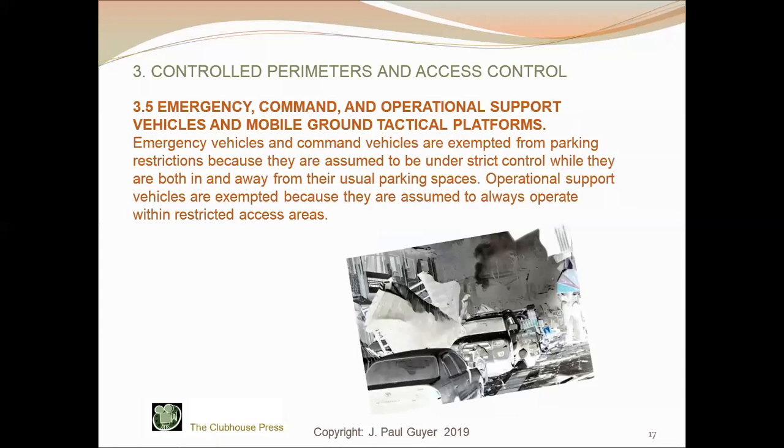Emergency command and operational support vehicles. These are other vehicles that have to get inside the controlled perimeter, like maintenance people and things like that. So the security staff, the guards at the installation, have to be able to identify these kinds of vehicles and allow them access in an appropriate manner. And of course, the security staff, the guards, have to be aware that terrorists can disguise themselves as repairmen or things like that.